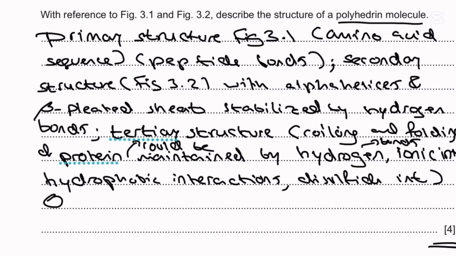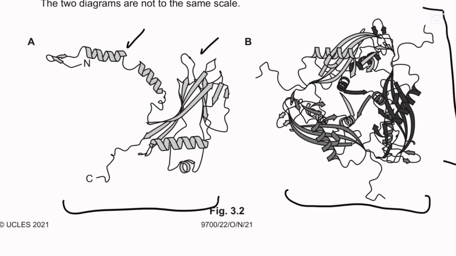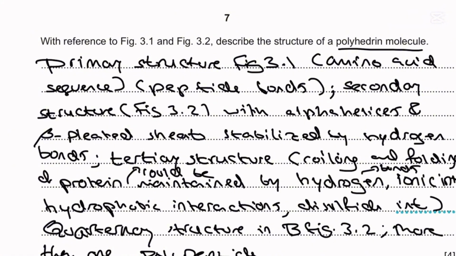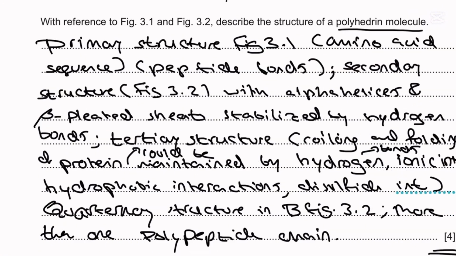Okay, quaternary structure in B. Yes, I think it was figure B. With more than one polypeptide chain. And that's all. This brings me on to D.